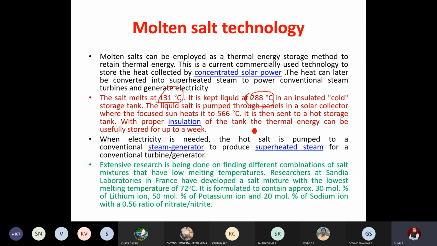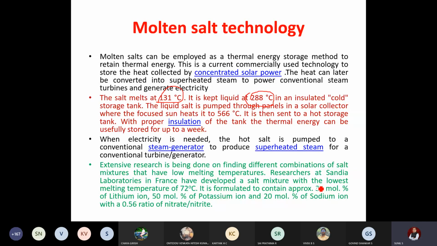Once it comes out, if it is cooled again, it gets converted back to heat. So this is called molten salt technology. Some practical examples I have given. Different combinations of salts you can use. One example I have taken from Sandia Laboratories in France.